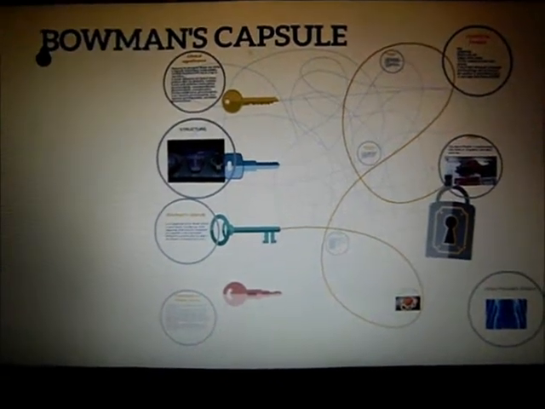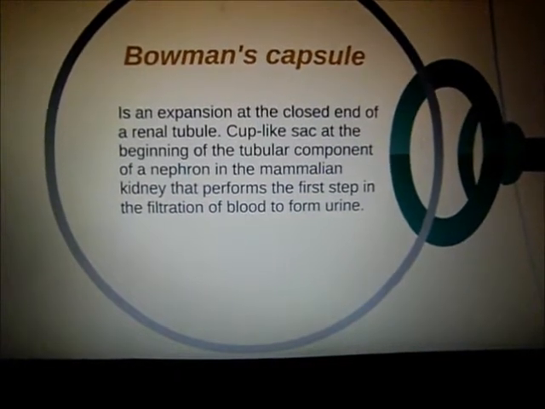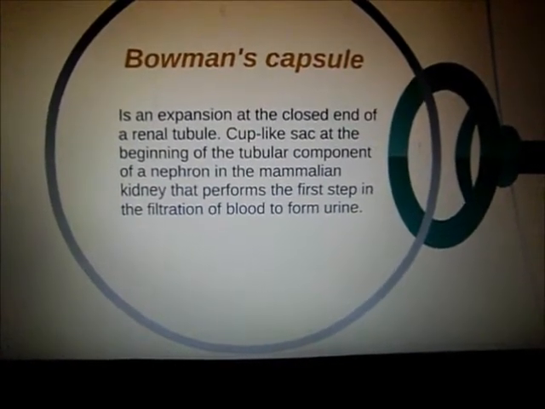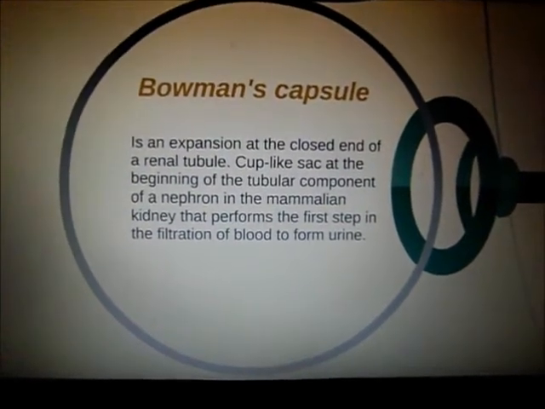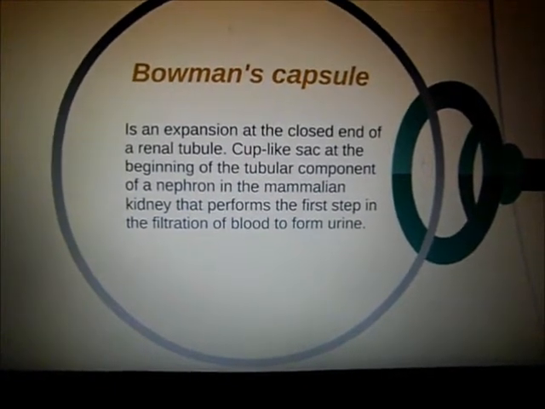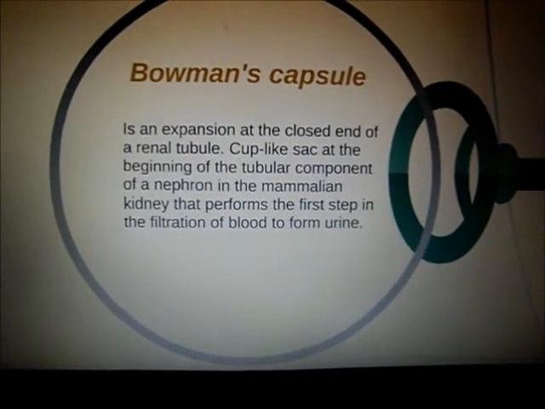Bowman's capsule. Bowman's capsule is an expansion at the closed end of the renal tubule, called the beginning of the tubular component of a nephron. In the mammalian kidney, it performs the first step, which is the filtration of blood to form urine.